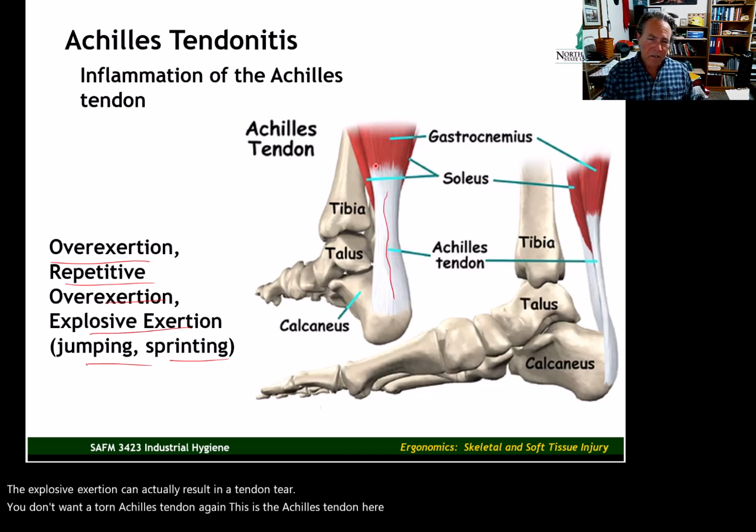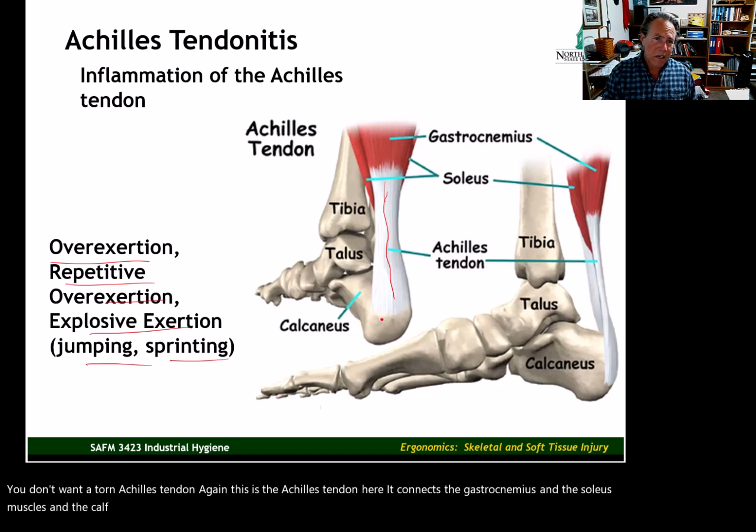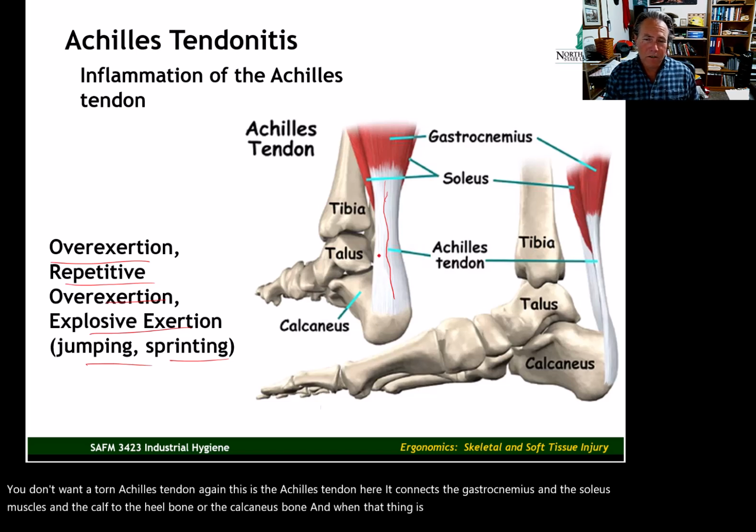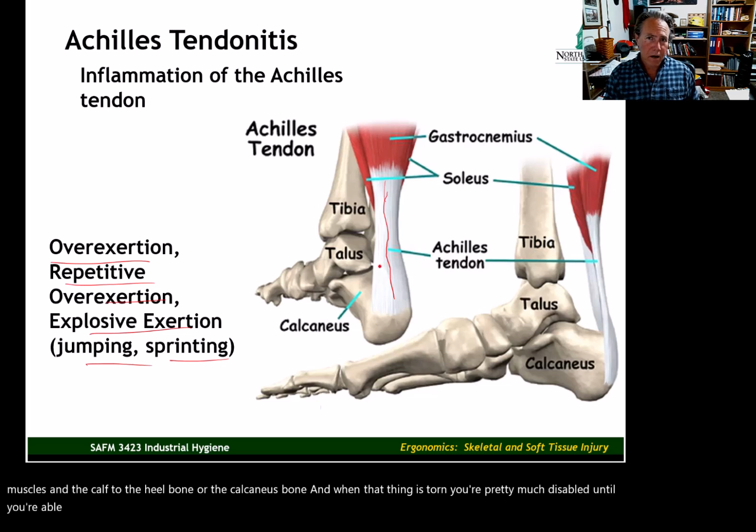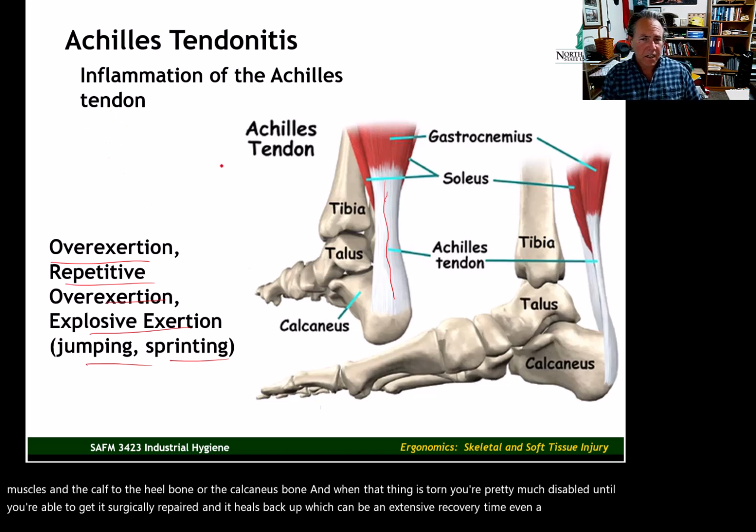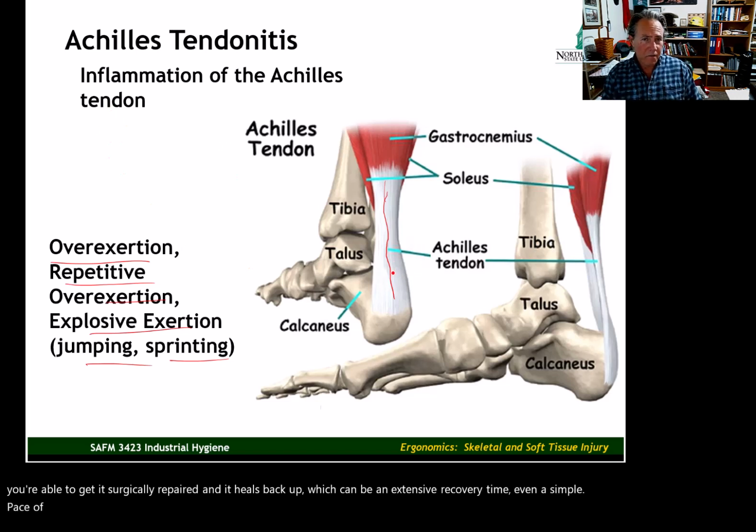It connects the gastrocnemius and the soleus muscles in the calf to the heel bone or the calcaneus bone. And when that thing is torn, you're pretty much disabled until you're able to get it surgically repaired and it heals back up, which can be an extensive recovery time. Even a simple case of tendinitis of this tendon, like other tendinitis, can take forever to heal up.